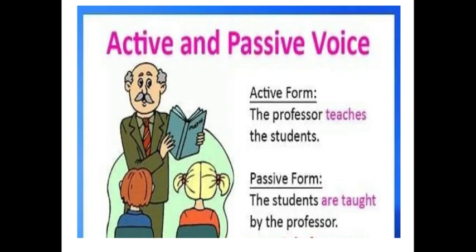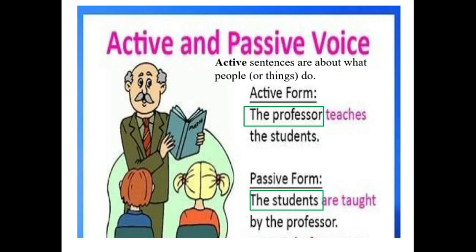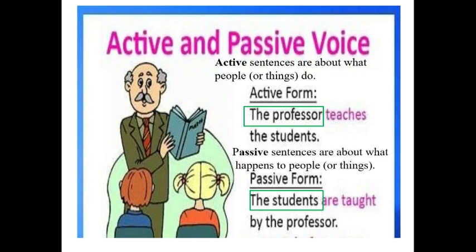There is another example. The professor teaches the students. Here you can see the professor is doing something, so it is an active form, and in passive form, the students are taught by the professor. Something is happening to the students. For example, they are being taught, so it is in passive form. So in active sentences people do something, or in passive sentences something is happening to the people.